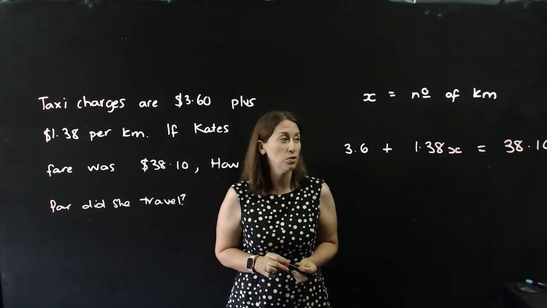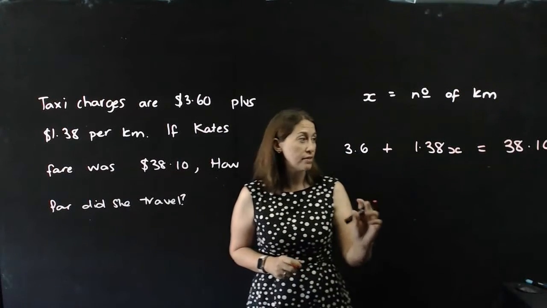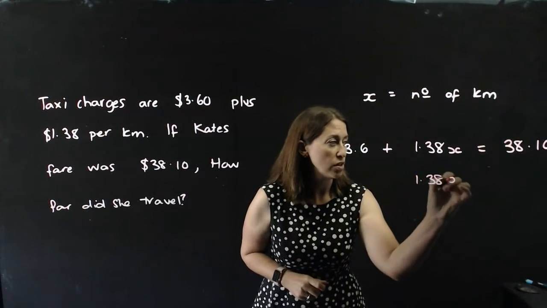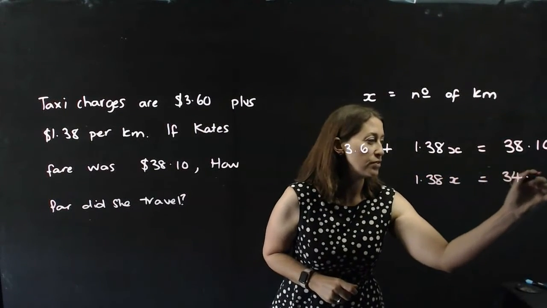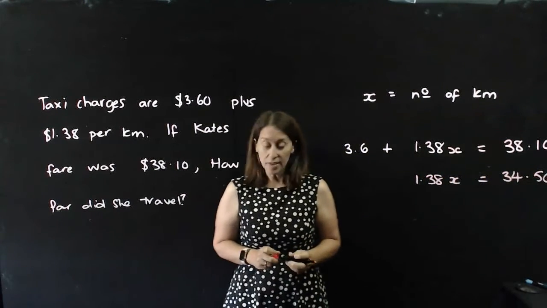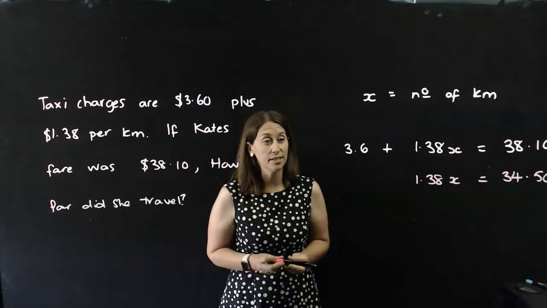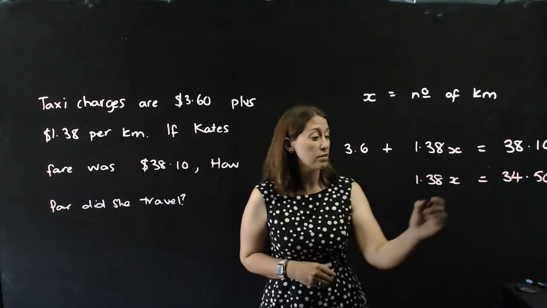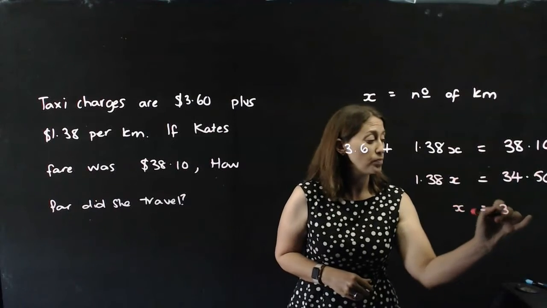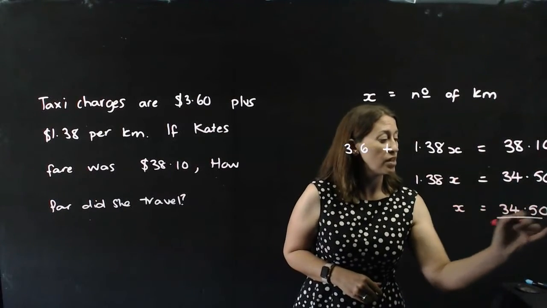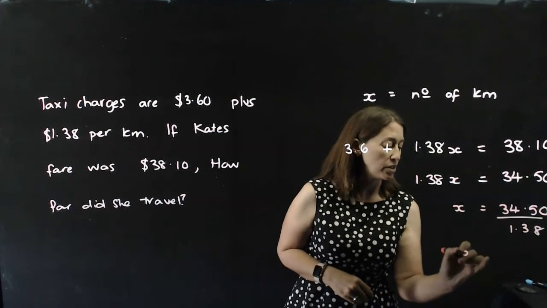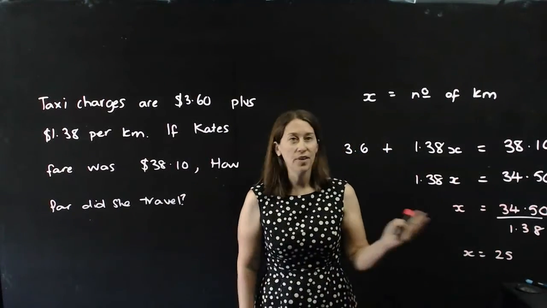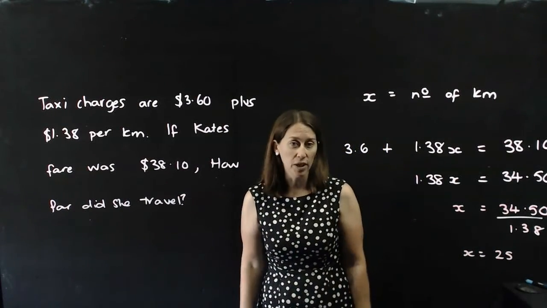We've got to go through and solve it. So I'm going to subtract $3.60 from $38.10. So do that from each side. It's $34.50. Then I'm going to need to use my calculator to divide $34.50 by $1.38 to solve for the number of kilometres travelled. So doing that actually comes out at 25. We need to translate that into the problem. Therefore, Kate travelled 25 kilometres.